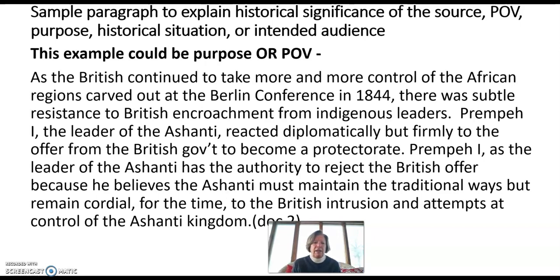Prempeh I, as the leader of the Ashanti, has the authority to reject the British offer because he believes the Ashanti must maintain the traditional ways but remain cordial for the time to the British intrusion and attempts at control of the Ashanti kingdom. So he can say this because he is the leader, and you have already established that here: the leader of the Ashanti. So this is his point of view or his purpose or his authority.